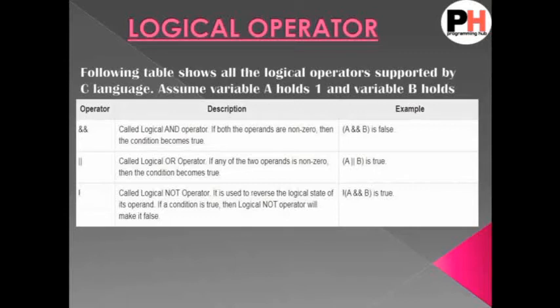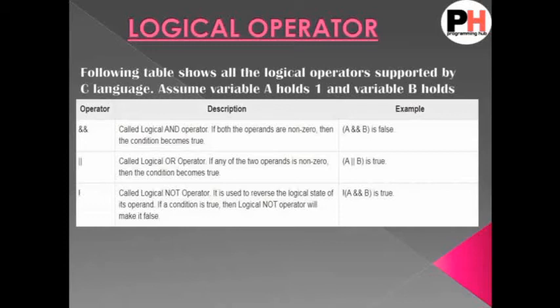Next one, logical OR operator. If any of the two operands is non-zero, then the condition becomes true. Here there are two values, A is 1 and B is 0. So the second value is 0, but this condition becomes true.